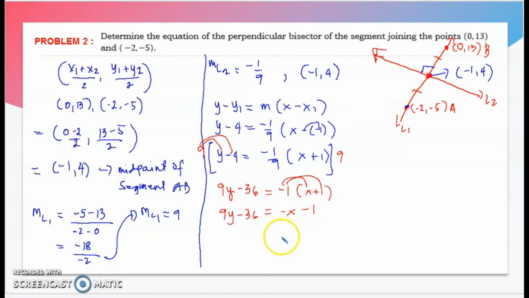Now, since the required equation must be in general form, change this into general form. So add x on both sides of the equation. So that is x plus 9y. And then to eliminate the -1 here, add positive 1 on both sides of the equation. So that is -36 plus 1, which is equal to -35, equals 0. Therefore, the equation of the perpendicular bisector is x plus 9y minus 35 is equal to 0.